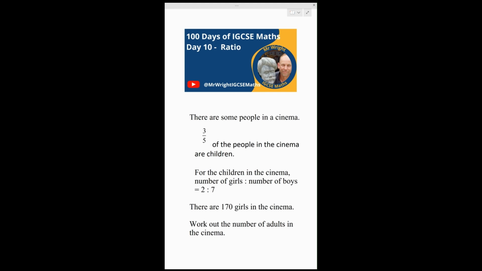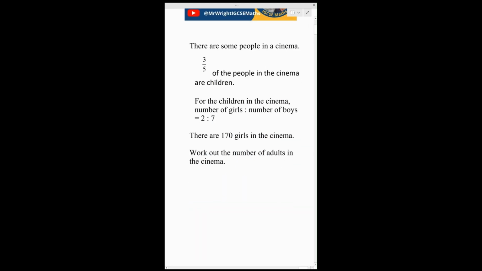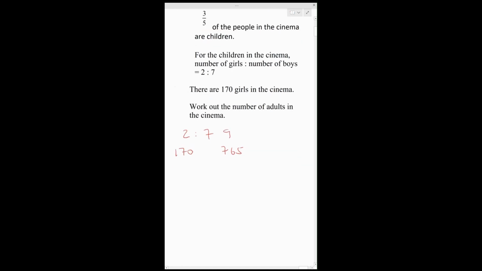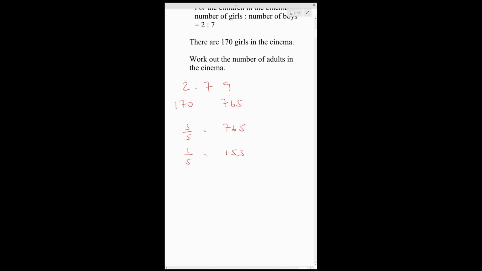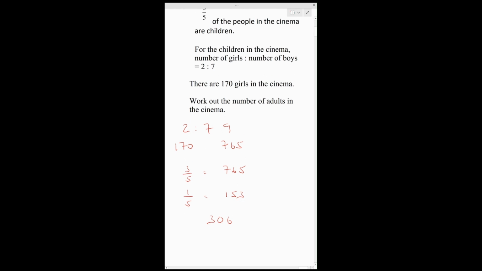100 days of IGCSE Maths exam questions, day 10. Now's your chance to pause the film. Okay, so I've got girls and boys, 2 to 7 totals 9, and I've got 170 girls. I'm multiplying by 85, so I've got a total of 9 times 85, 765 children, and 3/5 of the people are children, so 765 divided by 3 will tell me that 1/5 of all the people is 153, and 2/5 of the people are adults, so there must be 306 adults in the cinema.